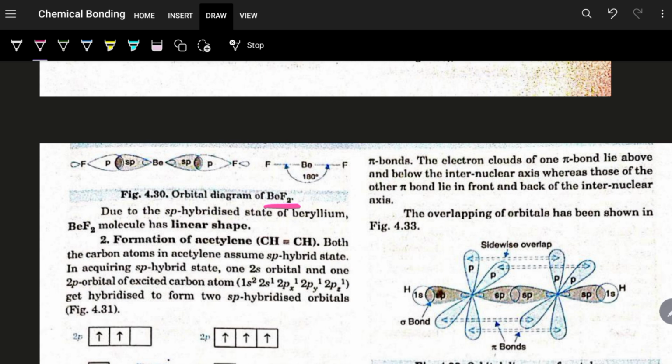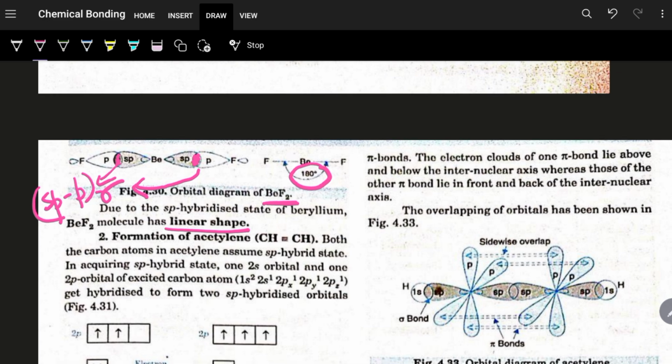So beryllium is having sp hybridization. This type of sigma overlap is actually sp-p sigma: sp of beryllium, p of fluorine. Such sigma is also seen here. So there are two sp-p sigma bonds, right? This is a linear geometry with a bond angle of 180 degrees in order to experience minimum repulsion.